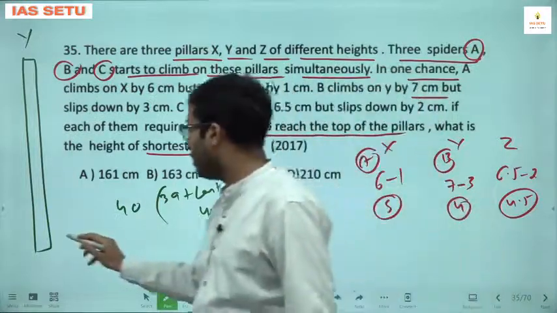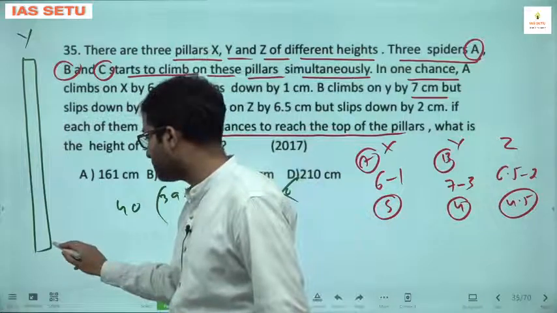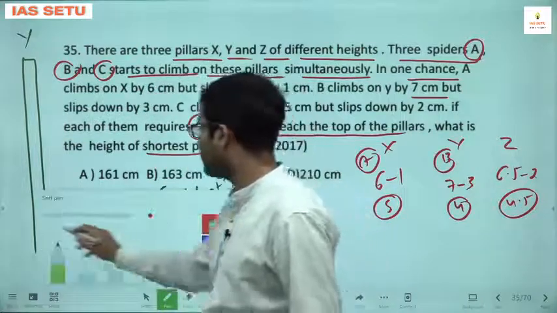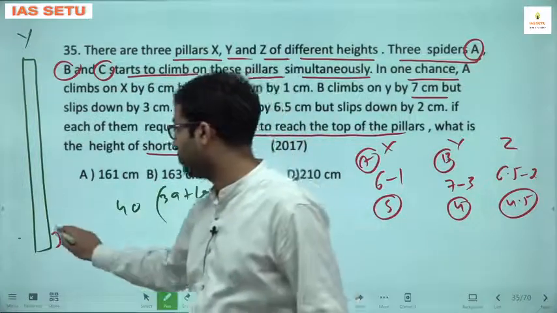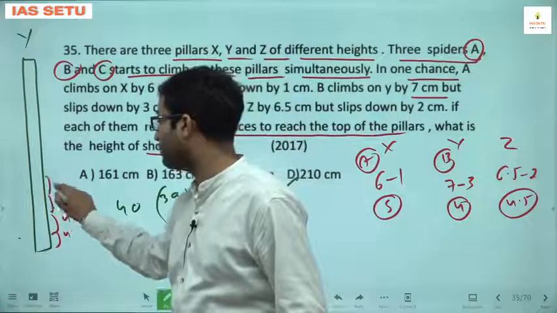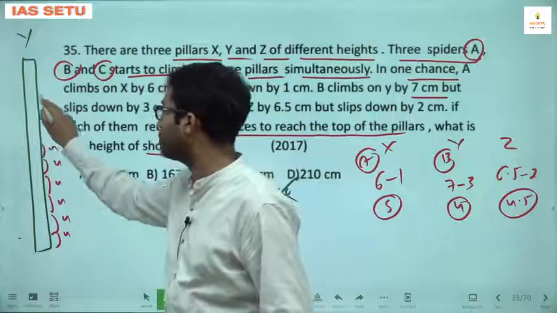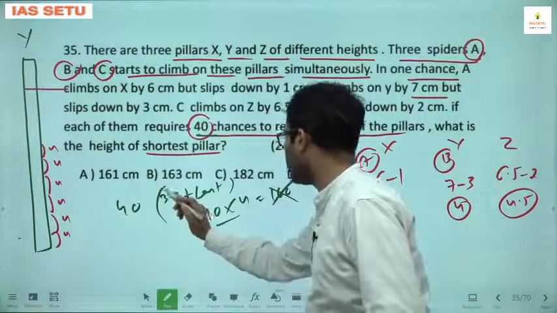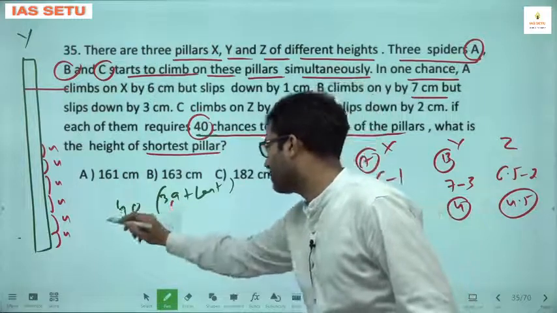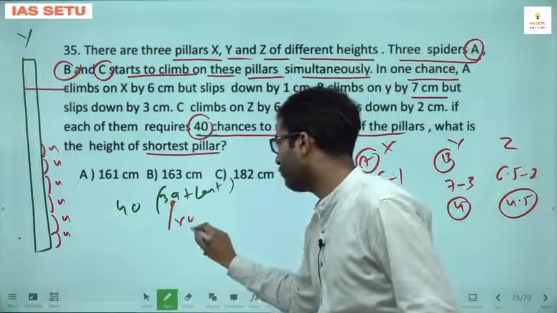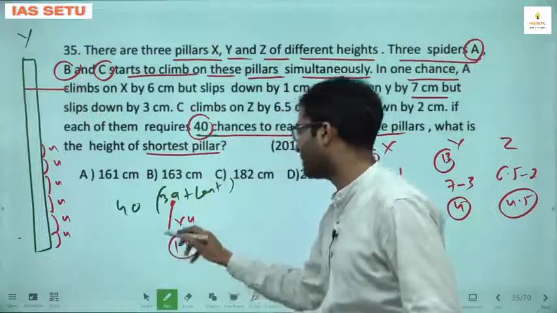How? Here in the first chance 4 centimeters, effectively 7 minus 3, 4 centimeters, 4 centimeters, 4 centimeters, 4 centimeters and so on. So in 39 chances into 4, 156 centimeters has been climbed.